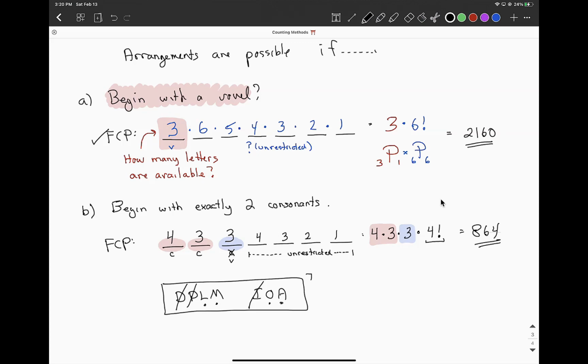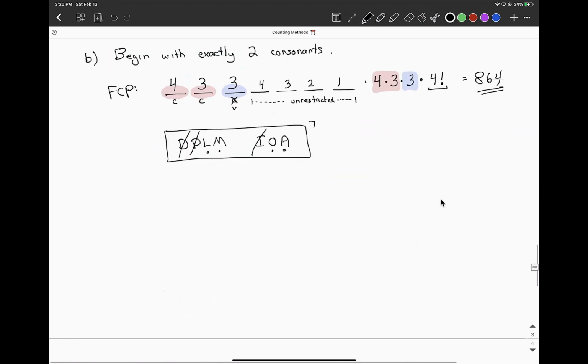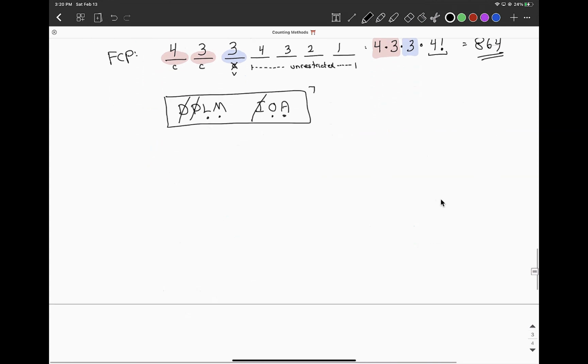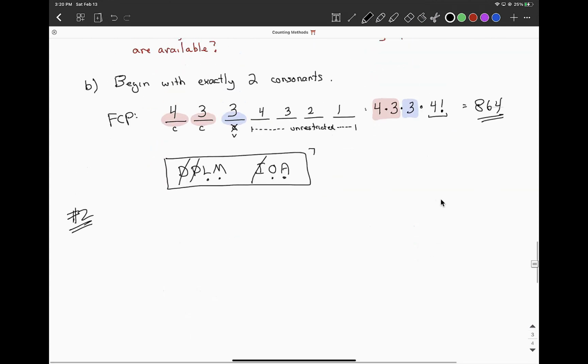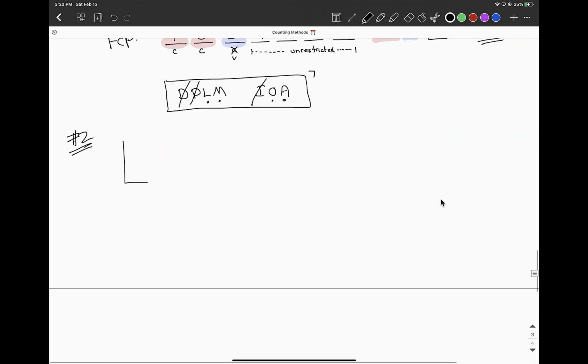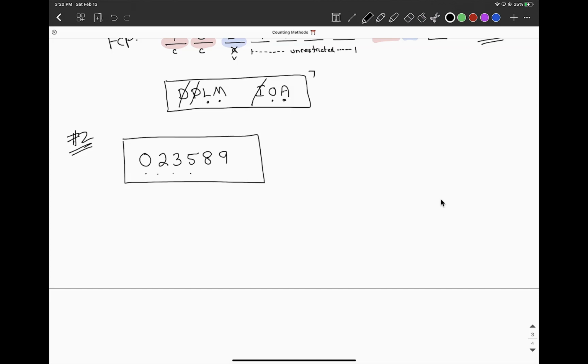We can do the exact same setup, all the same ideas, but I do just want to talk about a number problem. And so here's my new sample space. Let me just call this example 2. And a sample space could be built out of some digits: 0, 2, 3, 5, 8, 9. There are 6 different digits to pick from.